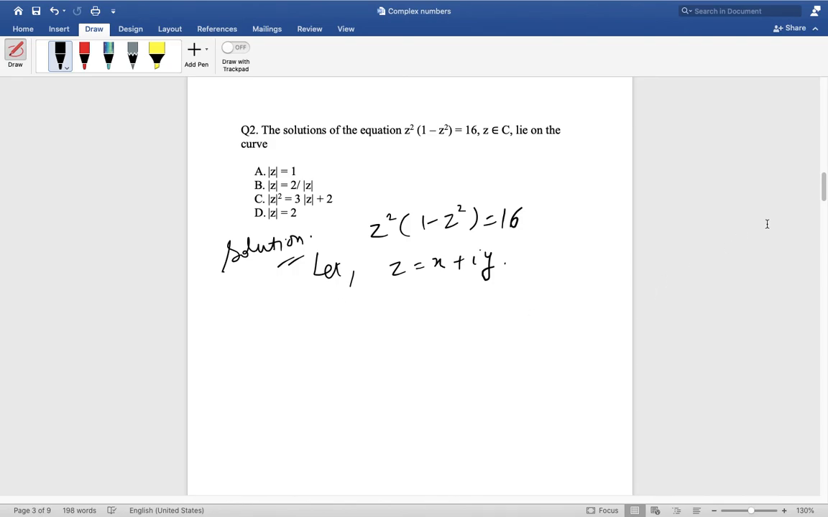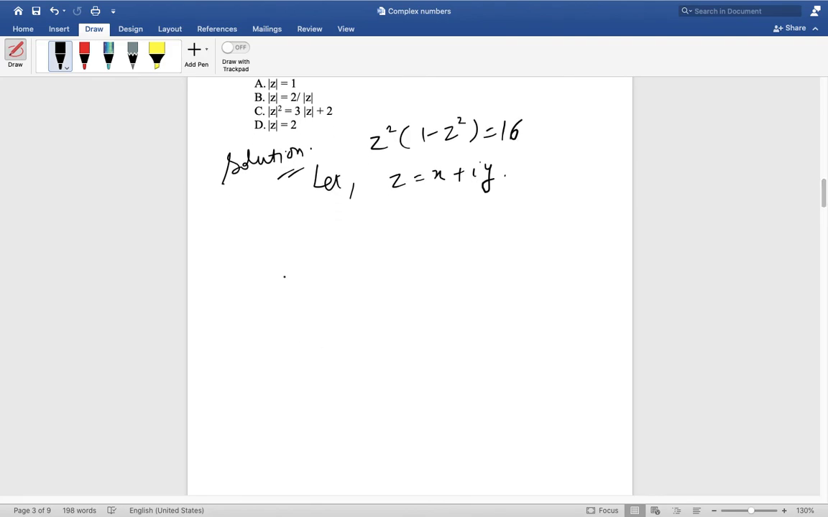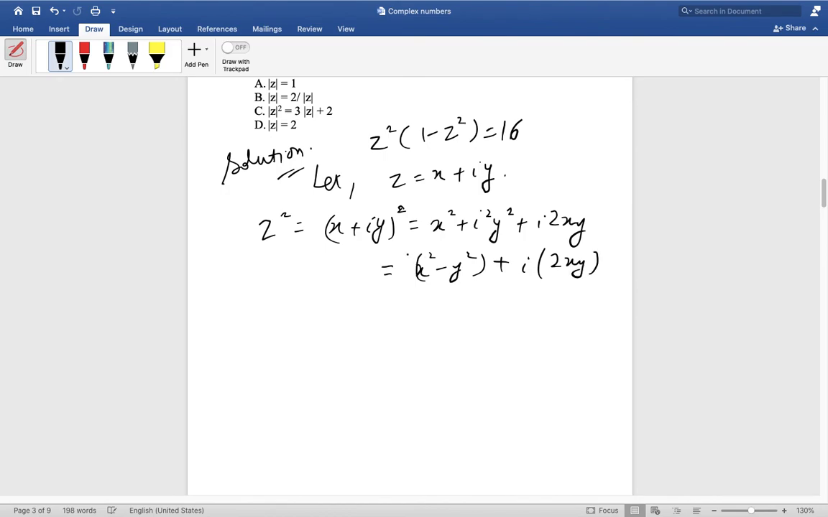Okay. So when I consider z equals x plus iota y, what is z square? Very easy, x plus iota y whole square is equal to x square plus iota square y square plus iota 2xy. We know that iota square is minus 1. So x square minus y square is the real part, and iota 2xy is the imaginary part of z square. So if z square is this, then what is 1 minus z square? Very easy, this.